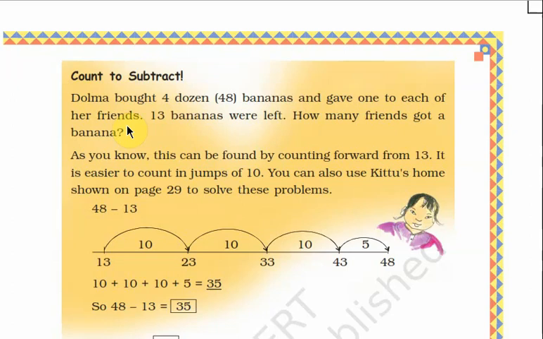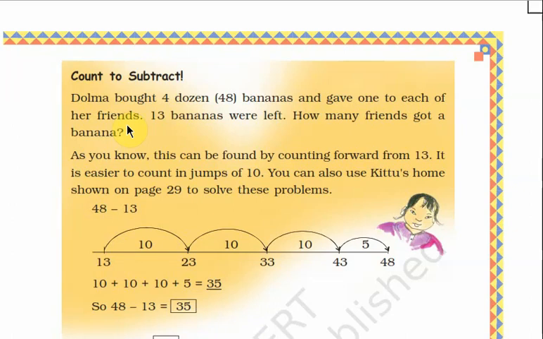And she had given 1 banana each to her friends. As for your birthday, you will give chocolate to your friends. Sometimes you will give 2 chocolates, sometimes you will give 1 chocolate. Likewise, Dolma brought 48 bananas, and as a banana is a bigger thing than a chocolate, she had given only one banana to each. After giving to all her friends, 13 bananas were left.